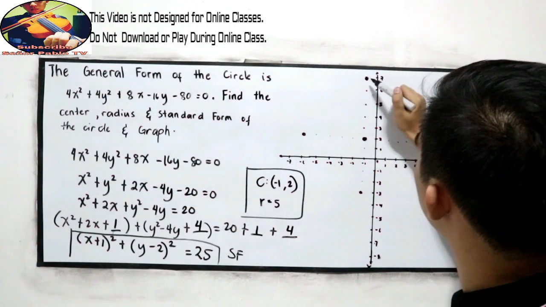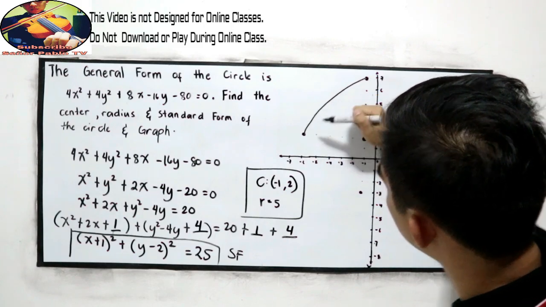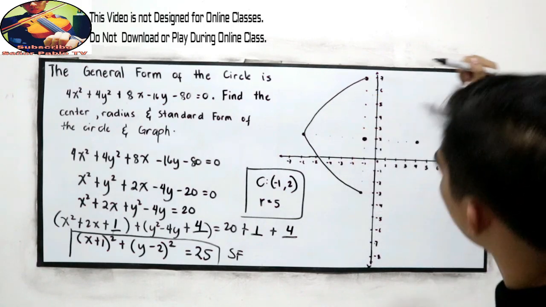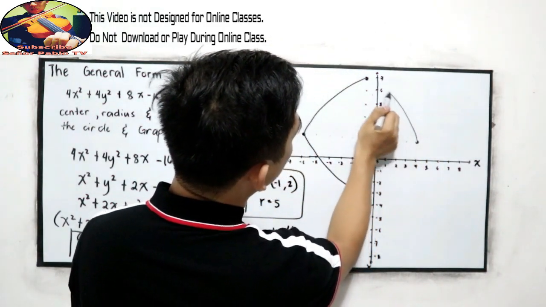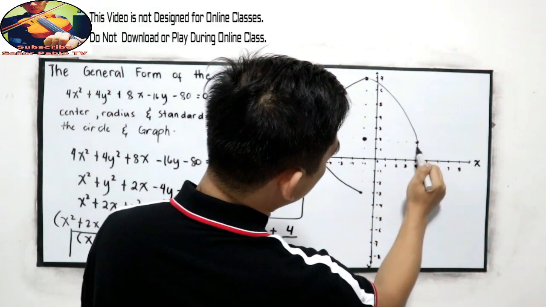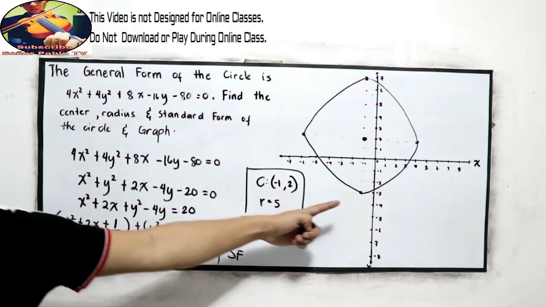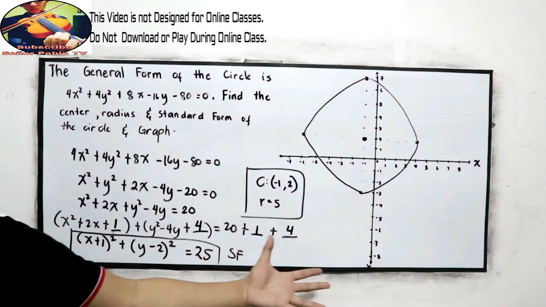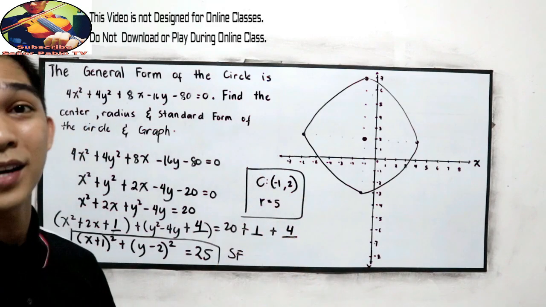So it should be a circle. Assume that this is a perfect circle. Okay, this is now our circle. So that's how to graph the circle in our Cartesian plane. So this ends our lesson.